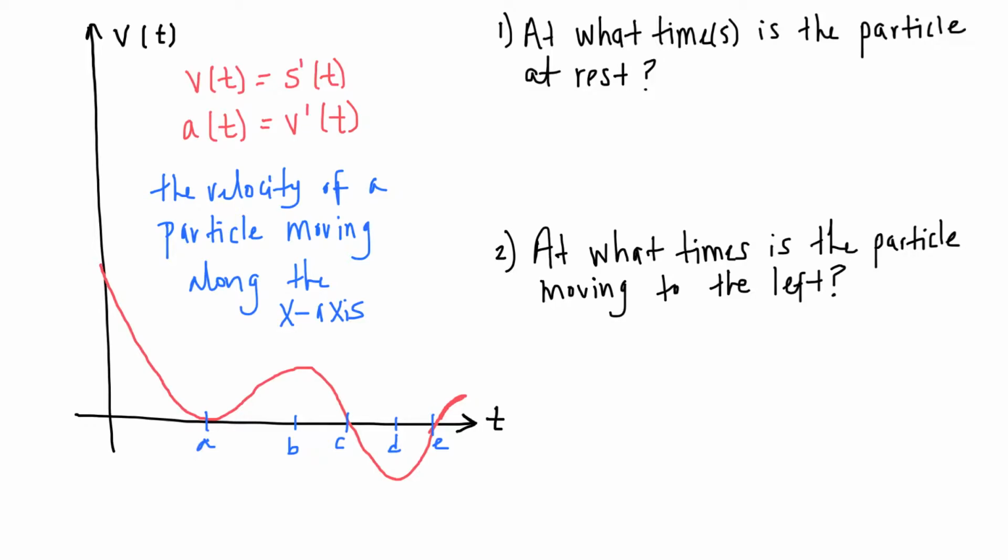The thing to do is to decode every single question and turn it into something that the graph can give us an answer to. So this is the graph of velocity, so any question they ask you, you should always turn it back and make it a question about velocity, so the graph can help you answer the question. So if the particle is at rest, what does that tell you about velocity?